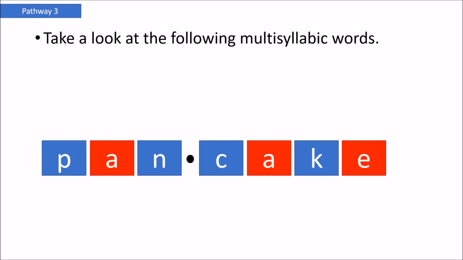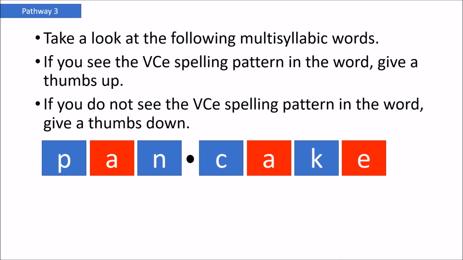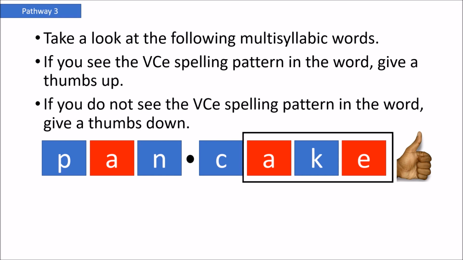Take a look at the following multisyllabic words. If you see the vowel consonant E spelling pattern in the word, give a thumbs up. If you do not see the vowel consonant E spelling pattern in the word, give a thumbs down. The first word is pancake. If you gave a thumbs up, you are correct. You will notice the vowel consonant E spelling pattern in the second syllable of this word. The A makes the long vowel sound and the E is silent.